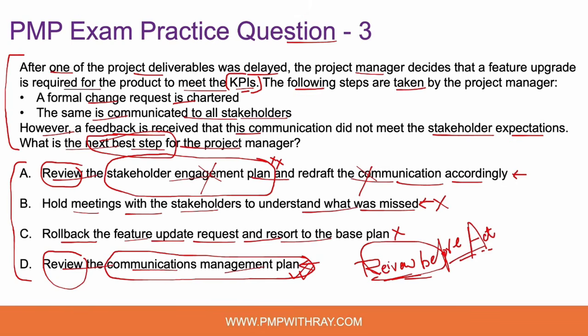So the correct answer to this question is option D, which is to review the communications management plan first, and then decide on the next course of action, whether you want to do meetings, a Teams call, or redraft your communications and send them back to the stakeholders for approval. That is not the topic of this question. The question specifically asks what is the next best step for the project manager in this scenario, and of course the next best step is to review the communications management plan. The correct answer is option D.